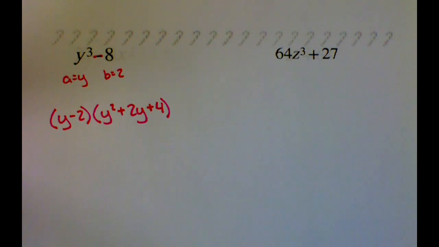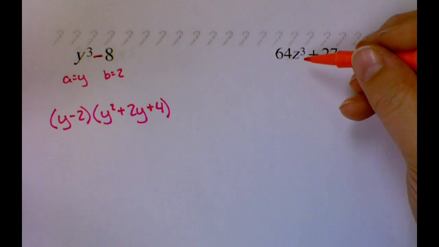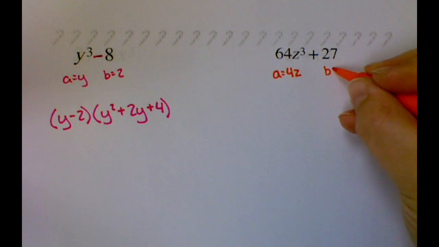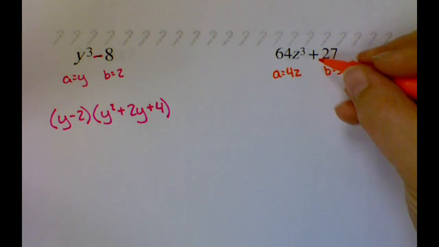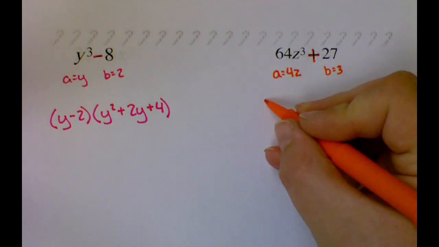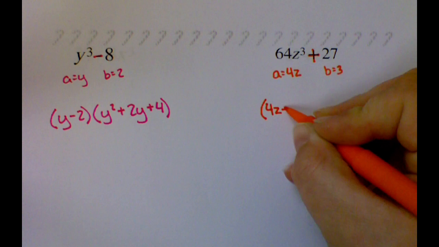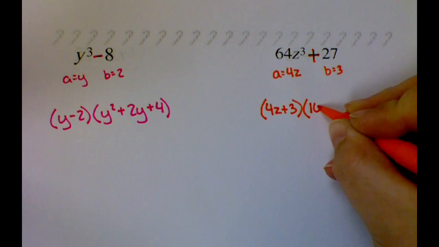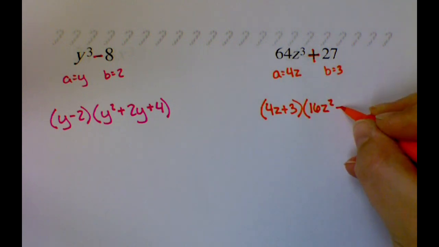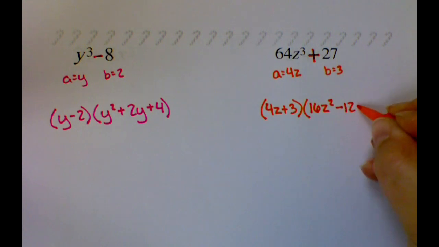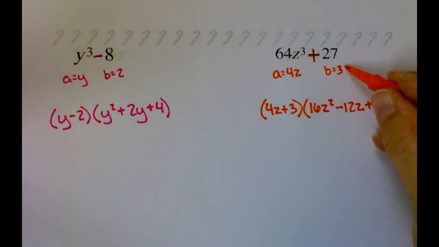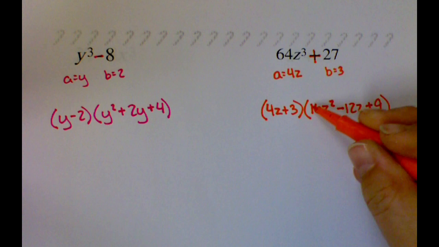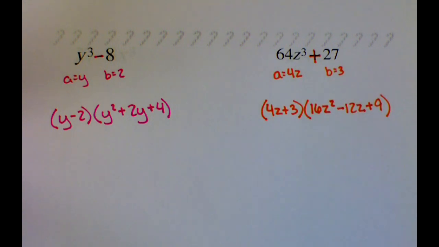For our next one, what cubed makes 64z cubed? Well, that would be 4z. What cubed makes 27? Well, that would be 3. So I have my a and my b. It's a plus, so I follow the plus pattern. A plus b, so 4z plus 3, times a squared, well, 4z all squared makes 16z squared, minus a times b, which makes 12z. Always a plus sign, b squared makes 9. Now, if I tried to factor this piece, it's impossible. It's never going to factor. Don't even worry about it.